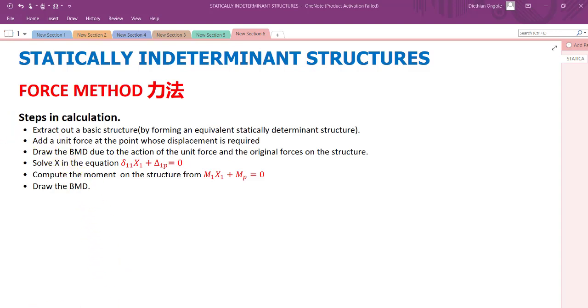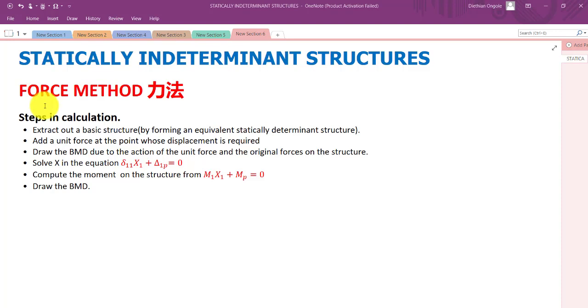We are going to be looking at statically indeterminate structures. To work with statically indeterminate structures, there are several methods that are usually used, amongst which we have the first method, which is called the force method (Lifa, in Chinese). So first we look at the steps that we take in calculation.